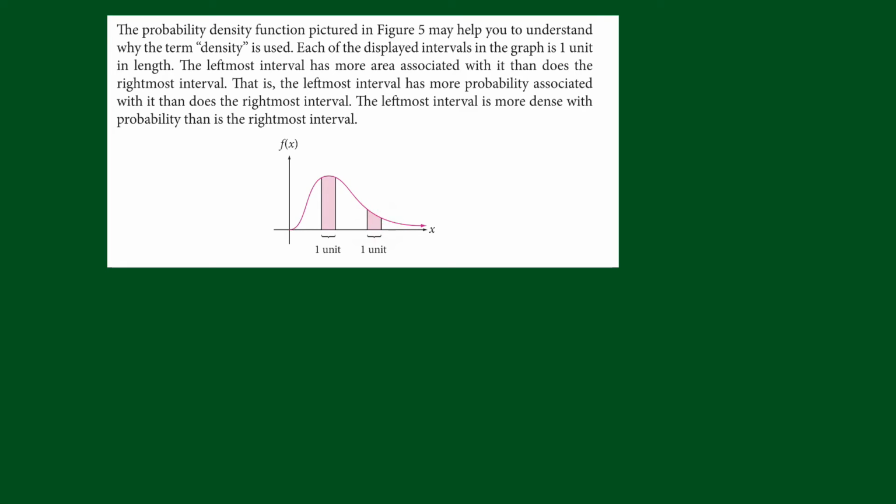So the probability that x would be in this interval has this probability, that area. The probability that x is in this interval is this number right here. So this one is more likely, right? More probability, more area than this one. And we're going to say the leftmost interval is more dense with probability than is the rightmost interval. Now, I think I can do more with this idea of density.